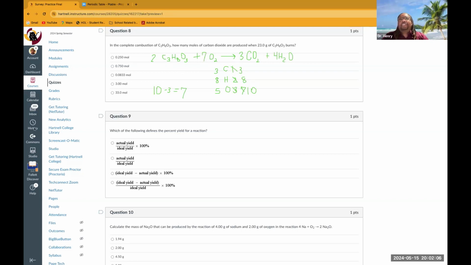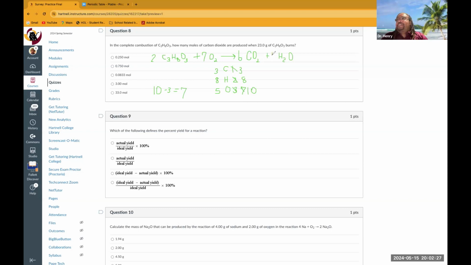Then we have 6. But yes, you're right. Since we are looking at moles, we could get away with it. And we have 4. Oops.